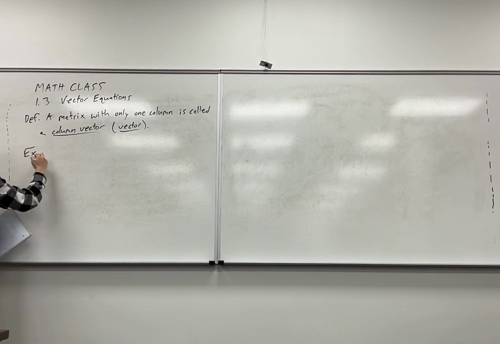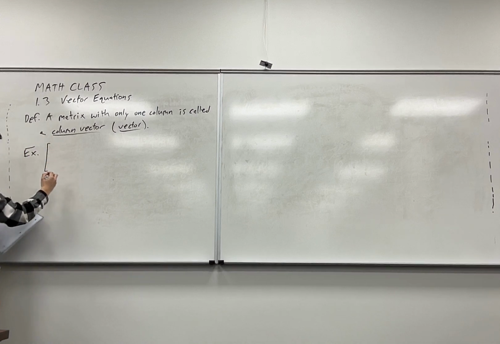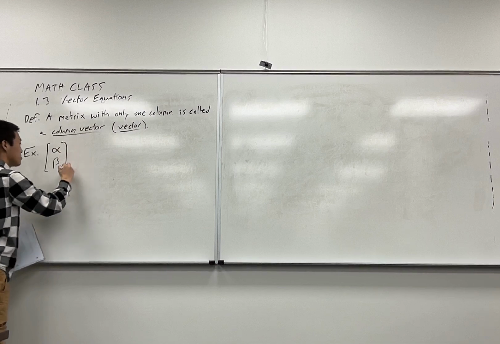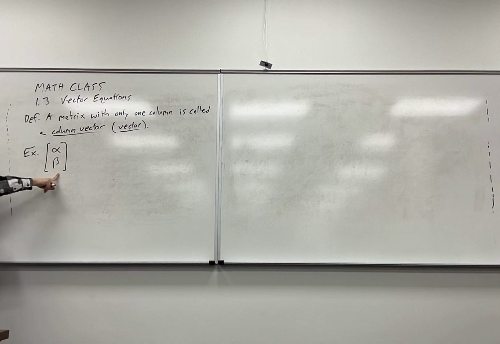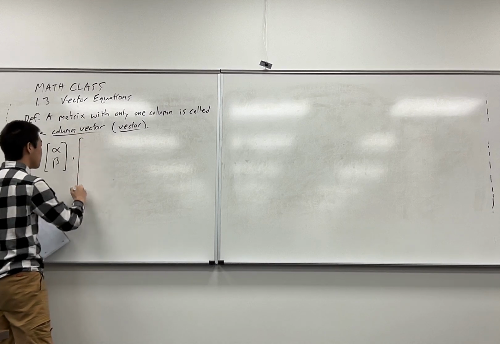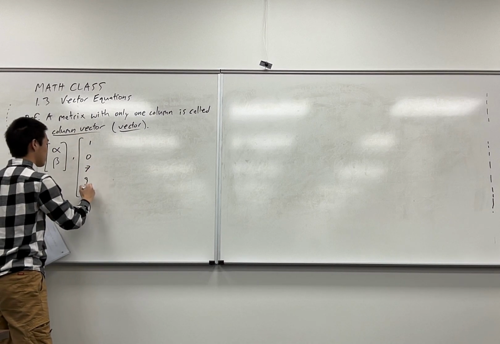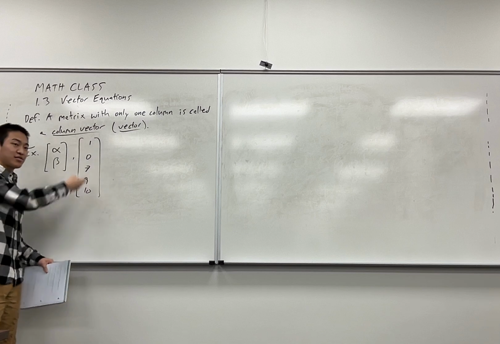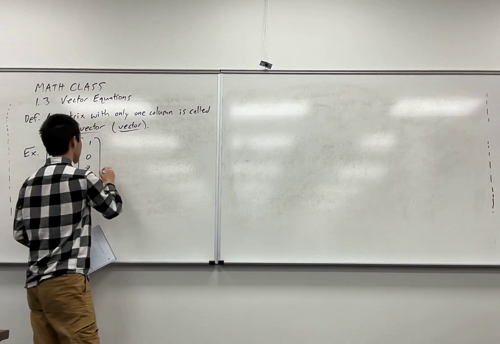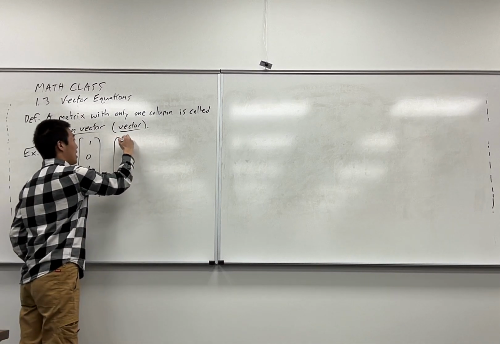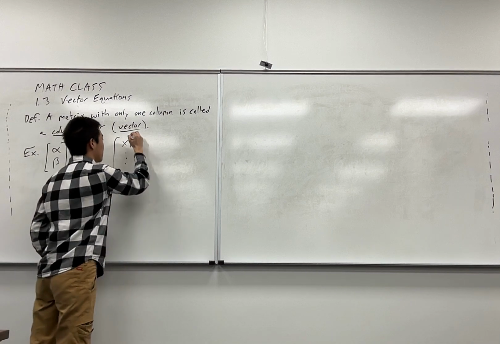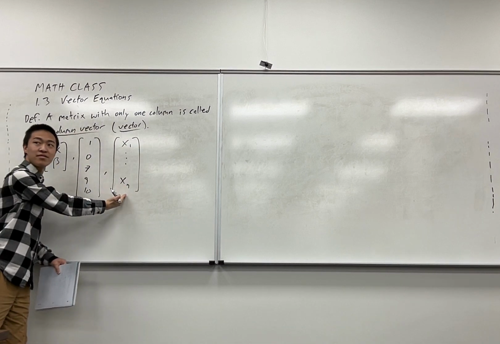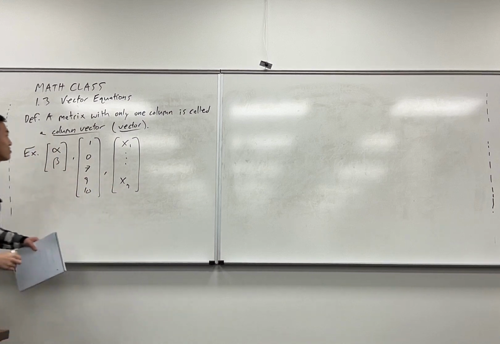So here are some examples. It's very straightforward. What does it mean to have only one column? Well, it can have as many rows as we want, but this would be a column vector, right? Does it matter how many entries? No. I could have more entries if I wanted. I could have something like this. Is this a column vector? Yeah. How many columns? One. Does it matter how many entries? No. So I can have an arbitrary number of components. Is that still a column vector? Yes. Why? It's only one column. Beautiful.